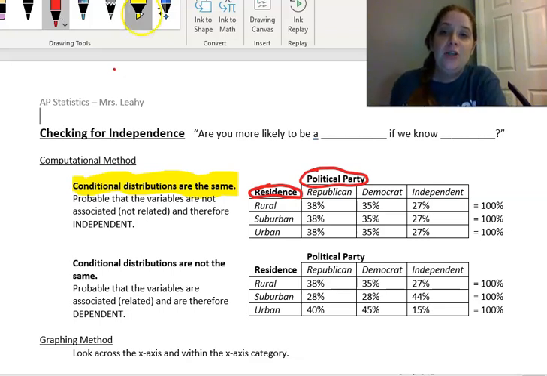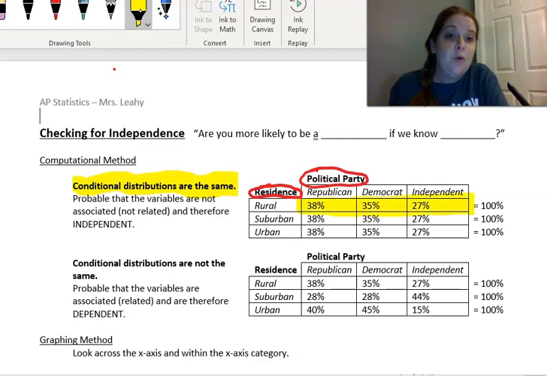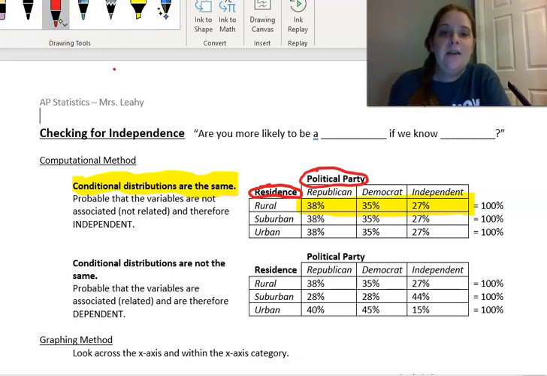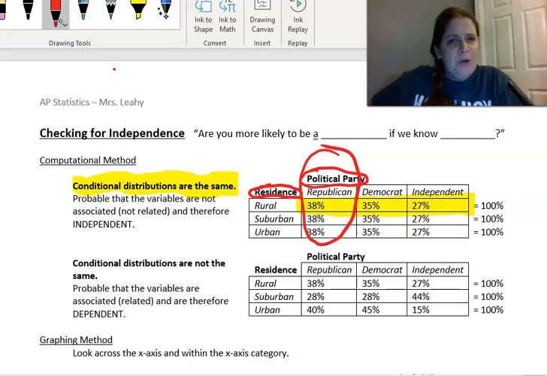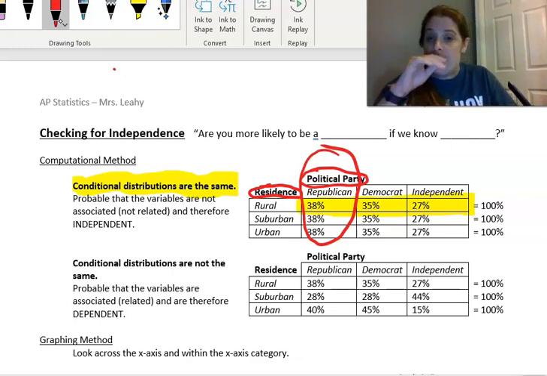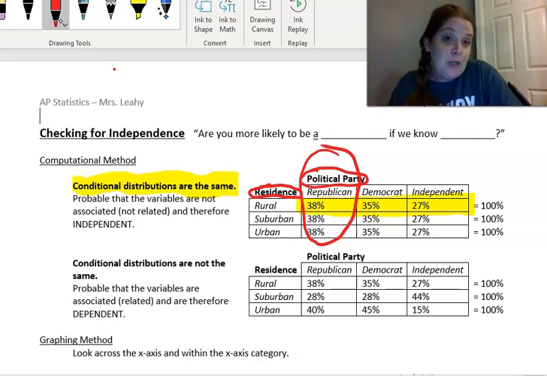Now, if you'll notice the conditional distribution, or the one that adds up to 100% here, 38, 35, and 27 add up to 100%. But it's also the same, 38, 35, and 27, in each of the other areas of residence. So if I asked you, let's say we're just looking at Republicans, for example, what percentage of our sample was Republicans? Well, you can answer 38%, and you don't need to know where the person lives in order to answer that question. So I don't need that other piece of information.